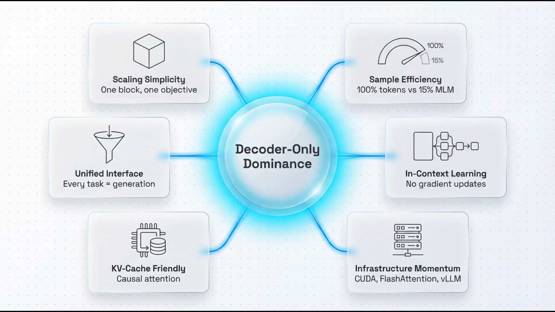Fifth, KV cache. Causal attention enables efficient caching of K and V vectors. Sixth, infrastructure momentum. CUDA kernels, Flash Attention, vLLM, the entire ecosystem optimized for autoregressive generation with causal masking. An important nuance from Yi Tay: bidirectional attention is an interesting inductive bias. The usefulness of inductive biases changes, however, across different computational scale regimes. At small scale, bidirectional attention gives an advantage. At massive scale, it stops mattering.